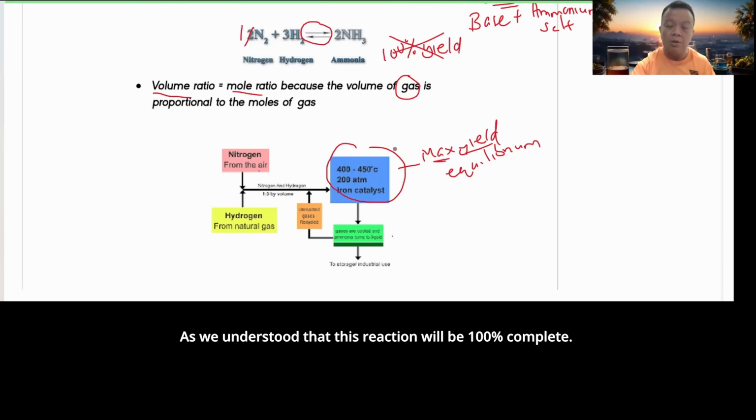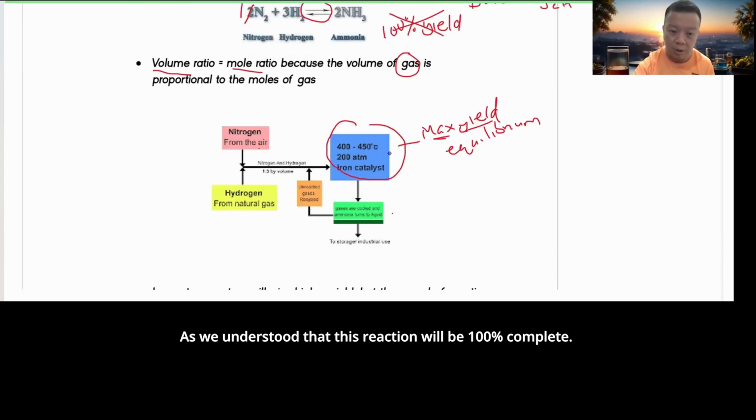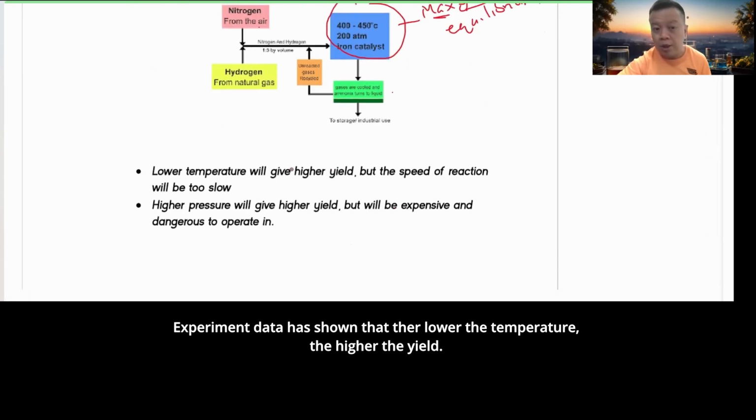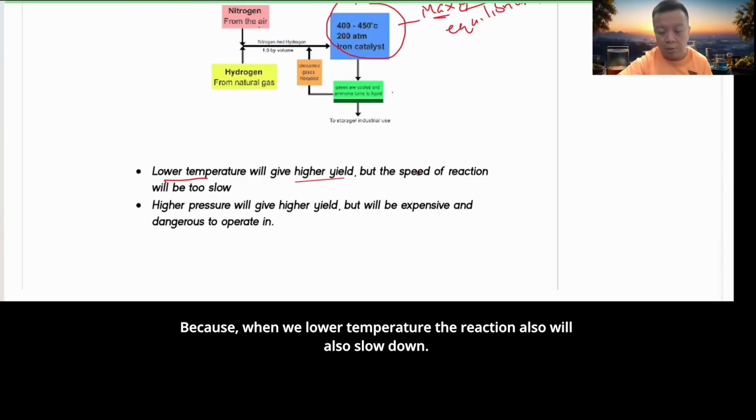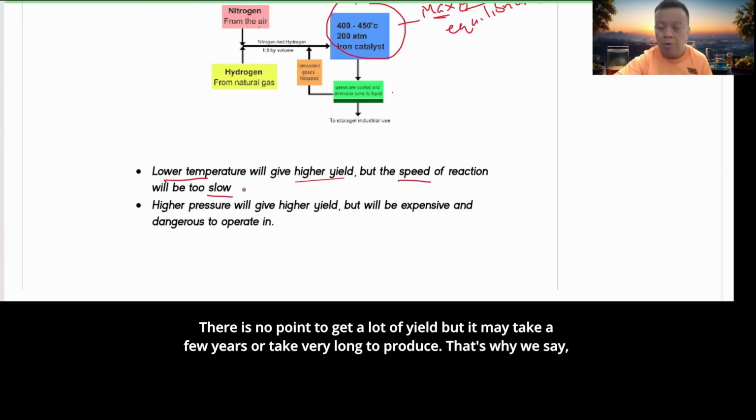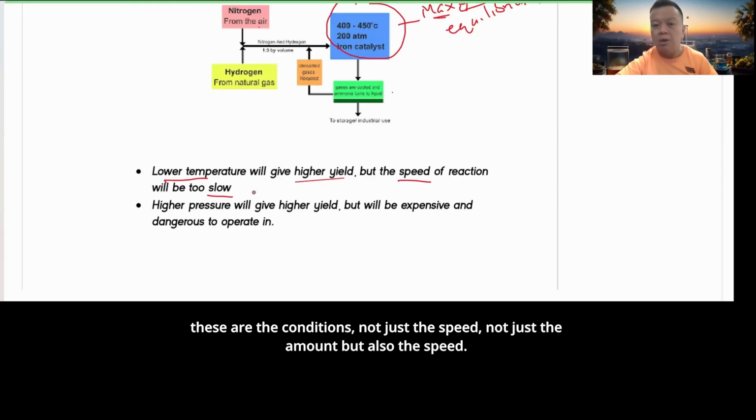As we understood, this reaction will not be 100% complete. Experimental data has shown that the lower the temperature, the higher the yield. But why do we only fix at 400 or 450 degrees, and not below? Because when we lower the temperature, the reaction also slows down. There's no point getting a lot of yield if it takes a few years to produce. So these conditions are not just about the amount, but also the speed.